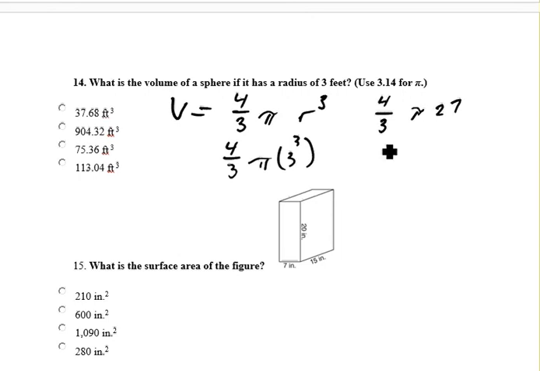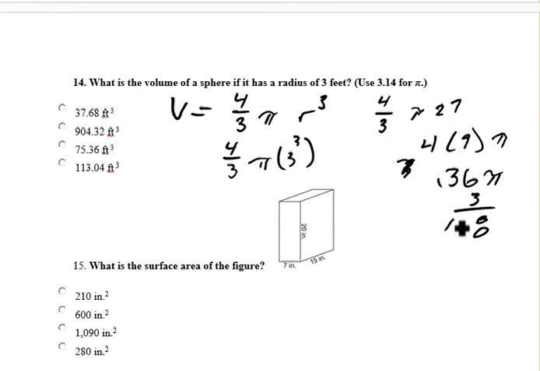I'm going to go 27 divided by 3 and get 9. So now I have 4 times 9 times pi. So 36 pi. And pi is about 3. So 3 times 36. 8, carry a 1. I get 108, but I should be doing it by 3.14. So it's going to be just a little bit bigger. 113.4.